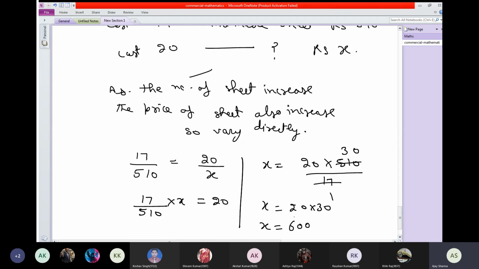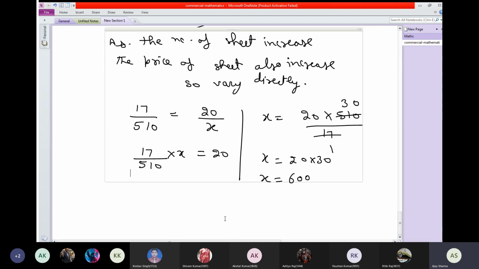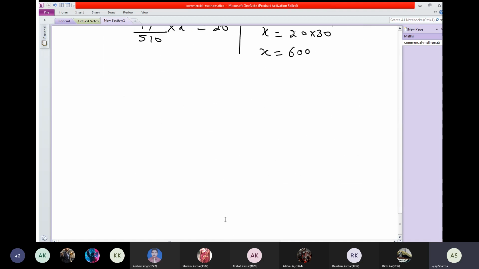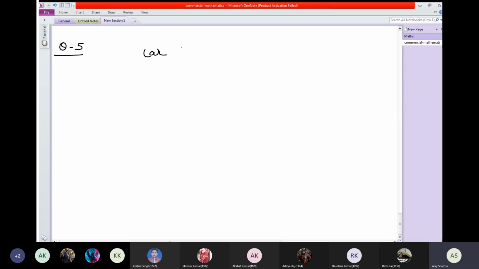Now the same as question number 5. Solve it. Does anyone still have any doubt in question number 4? You may ask right now. If not, read question number 5. What is the question? A car takes 18 hours to travel a distance of 540. A car covers 540 kilometers in 18 hours. Okay, now what do they ask?